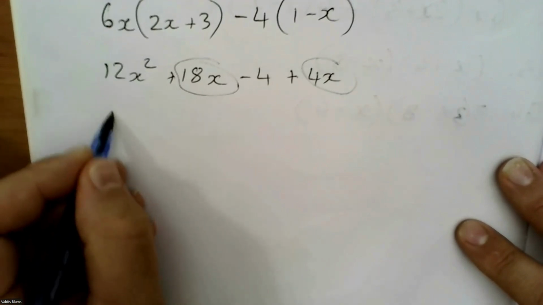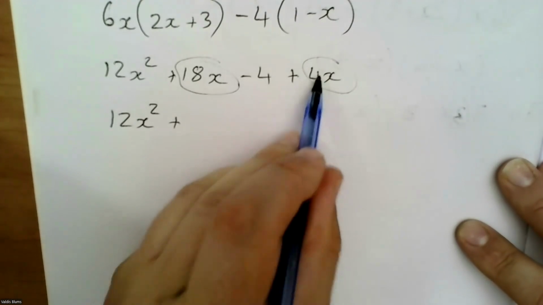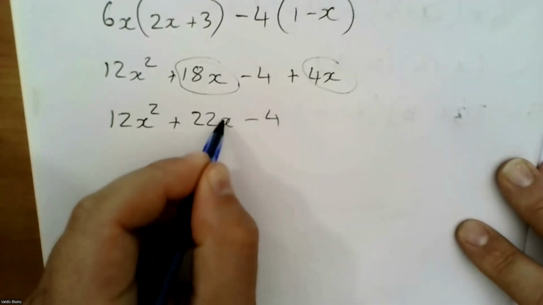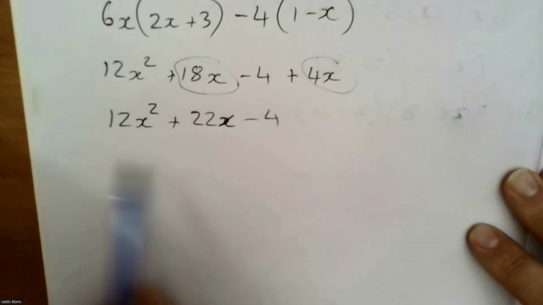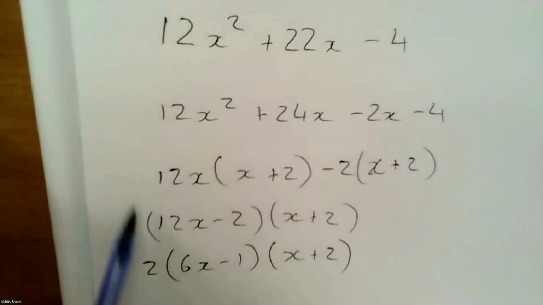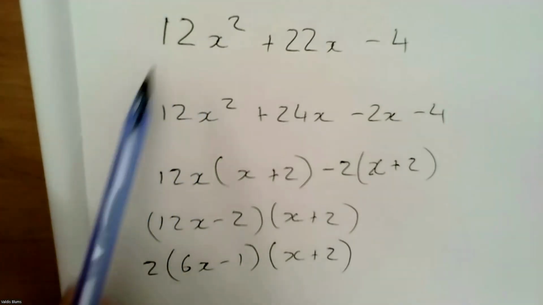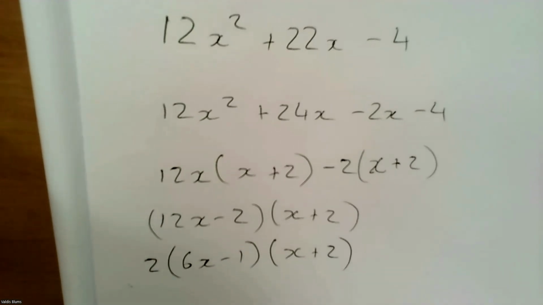So let's write out this next line. 18 plus 4 is 22x minus 4. And that would be our quadratic function. Now, this expanded form can actually be factorized down into this, but we haven't gone over this just yet. So don't worry if you can't factorize it into this form just yet. We'll go over that in the next video.